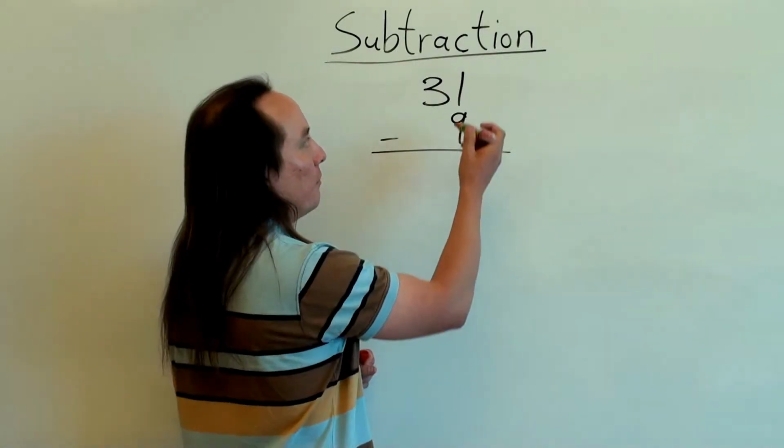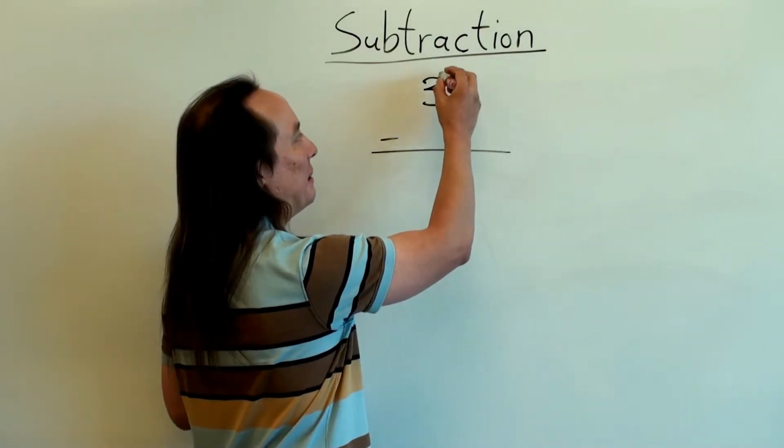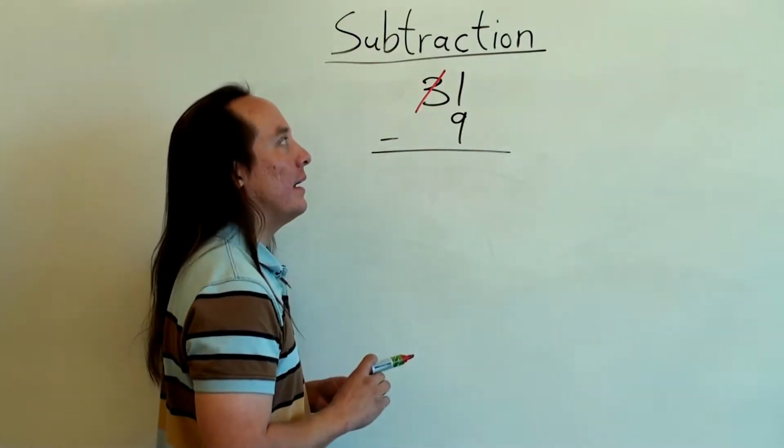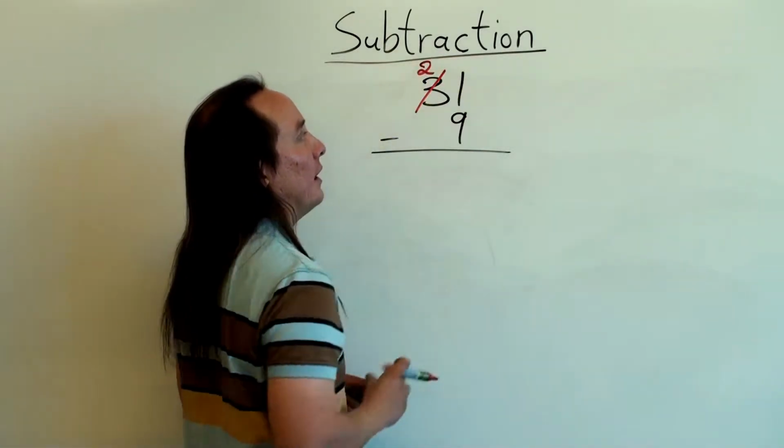So I have to borrow. Sorry about the noise on the microphone. I'm pretty sure that one made a noise. I'm going to cross out, and I'm left with 2. I'm taking 1 away from 3. I'm going to leave 2 behind.